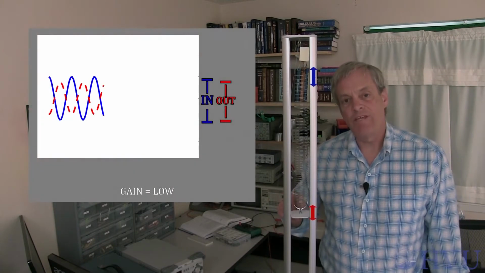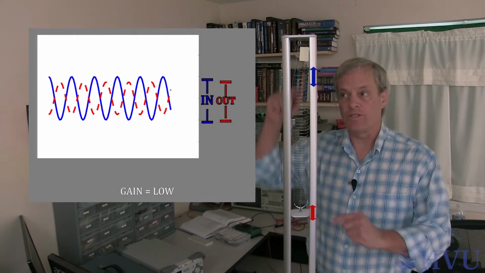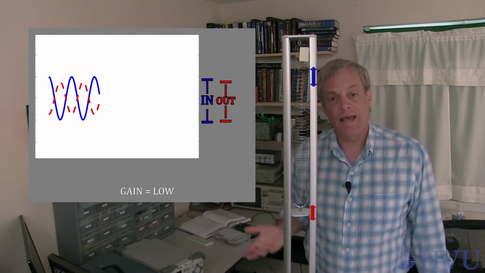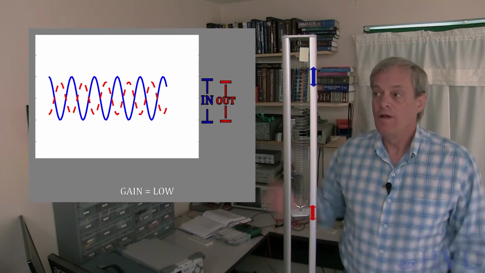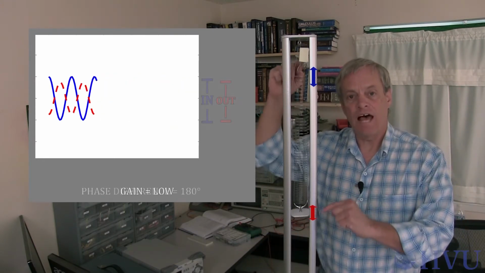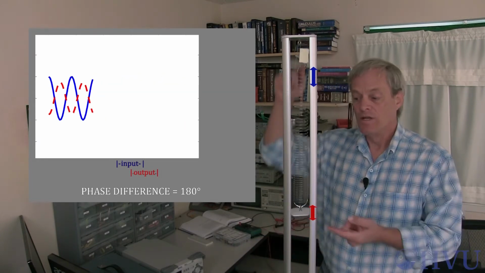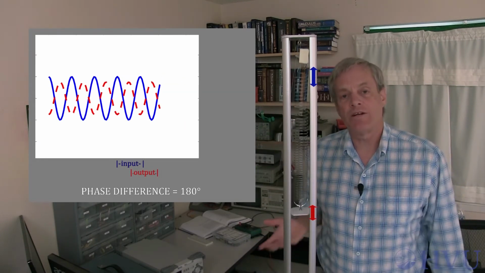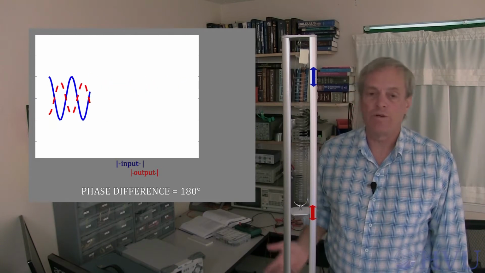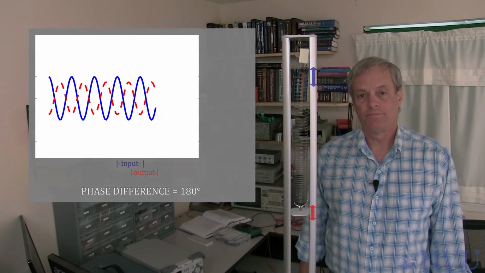At even higher frequencies, the displacement of the output has gotten small again, so the gain of the system has gone back down to a low value. The motion of the top and the bottom of the spring are now in opposite directions. So the system's introduced a 180-degree phase shift between the output and the input.